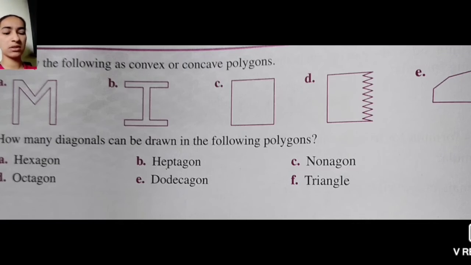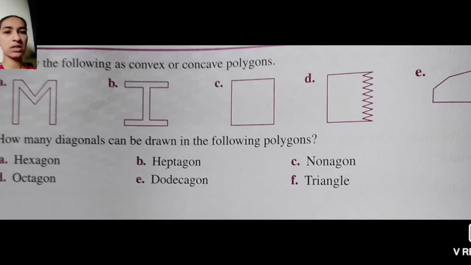But see the D question. D is an example of concave because you can see on the right side of that figure, many of the angles are greater than 180. And see the last one. Last is convex because all the angles are less than 180.